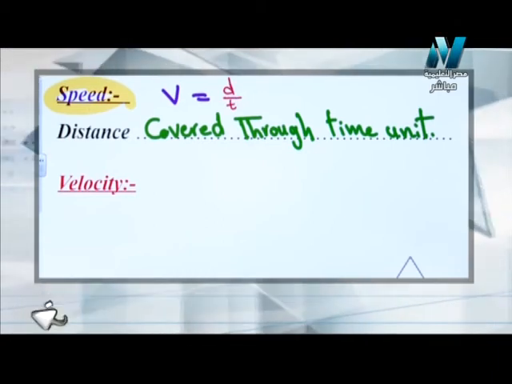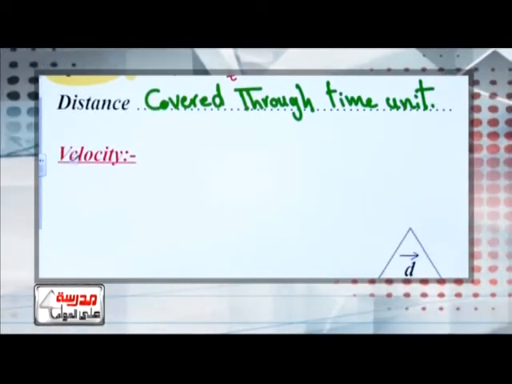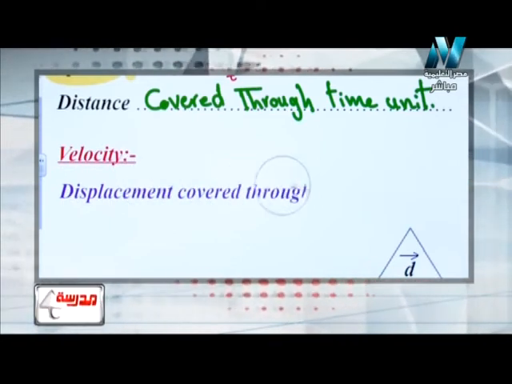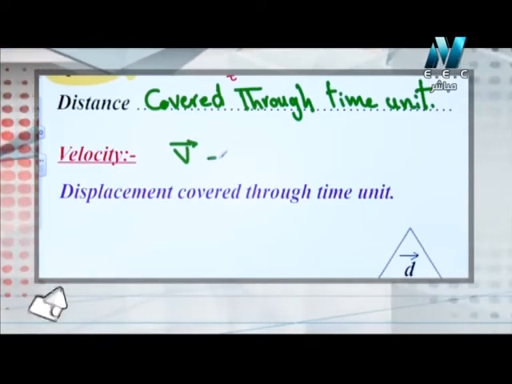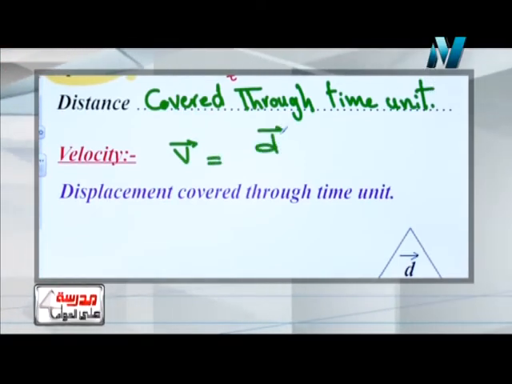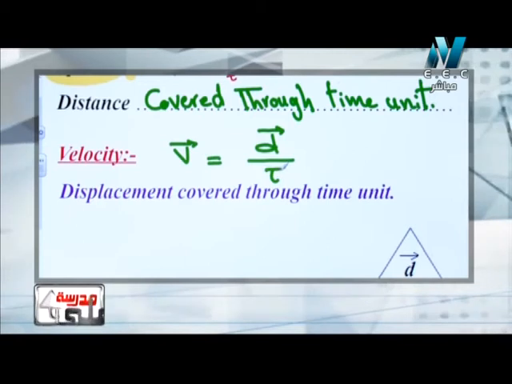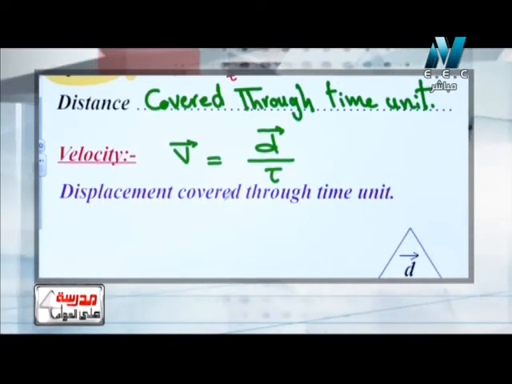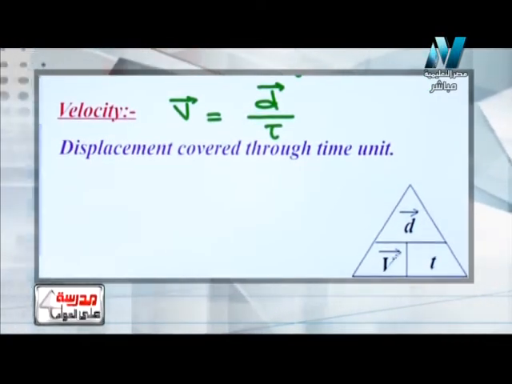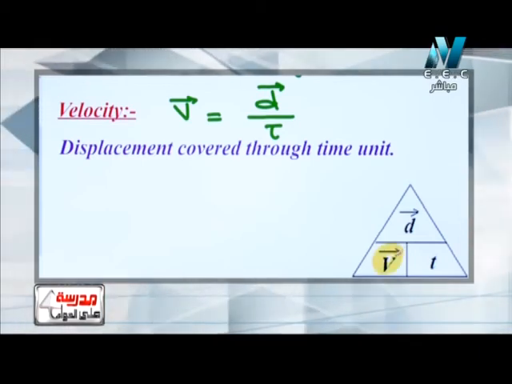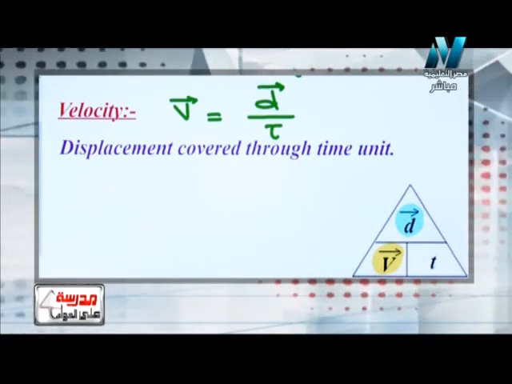Okay? But here we talk about what? Velocity. What is meant by velocity? I tell them it is displacement covered through time units. So V arrow, which means velocity, equals what? Equals displacement, as D arrow, which means displacement, distance in a definite direction, over time. So displacement covered through time unit is what we mean here by velocity. As we have the magic triangle in front of you, velocity equals displacement over time.